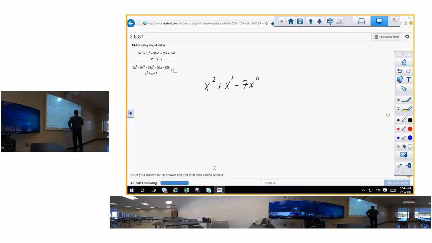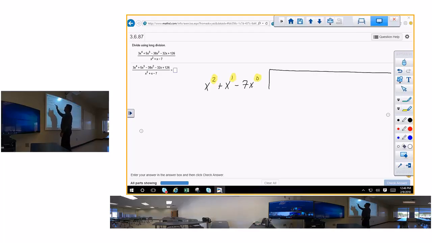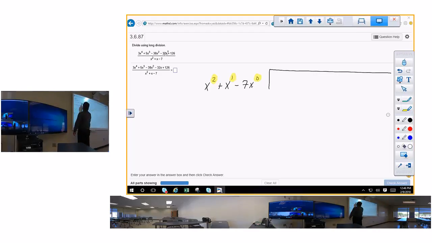Now I do this when I teach. You got to make sure every place is taken. The 2, 1, 0. If there was a skip in that, like 2 to 0, I'd have to put in 0x to the first. Long division, all place values have to be there. If not, you have to put in a 0 term. So let's look at this one. 3x to the fourth, that's 4, 3, 2, 1, x to the 0.